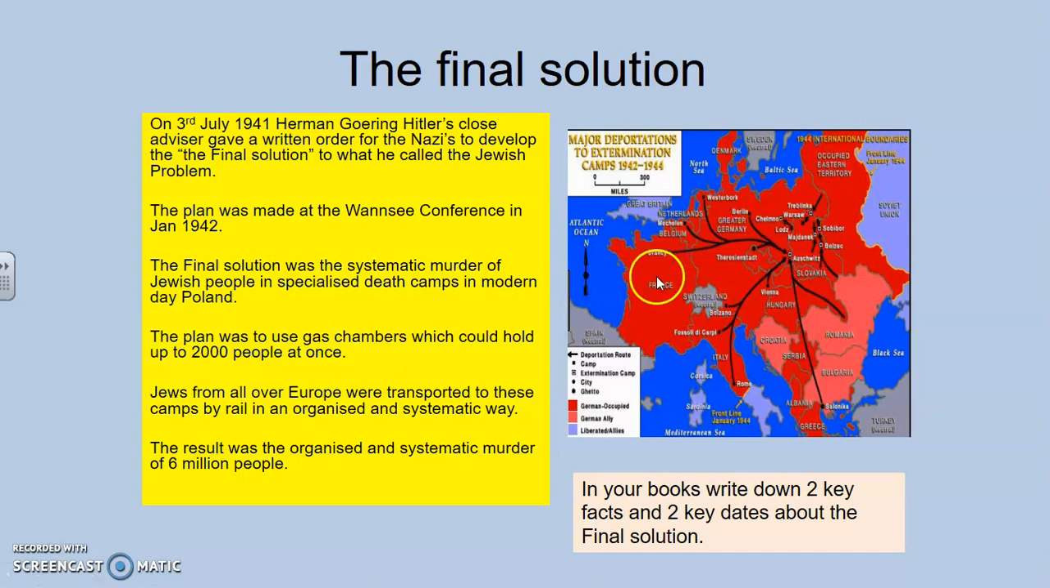So you can see on this map the logistics of the final solution, the transportation routes for Jewish people from all over occupied Europe into Poland with the aim of mass murder. Consider what I've just talked about there and consider the map. I'd like you to pause the video here and to write down 2 key facts and 2 key dates about the final solution.